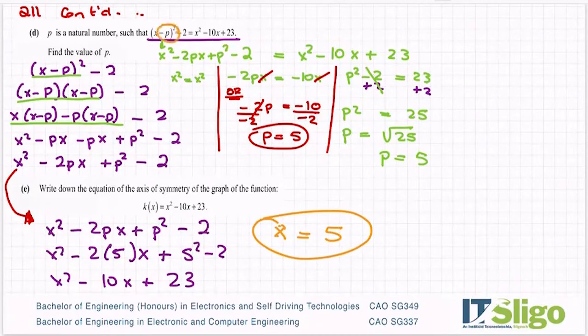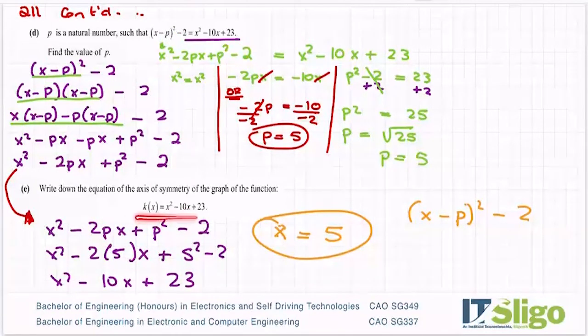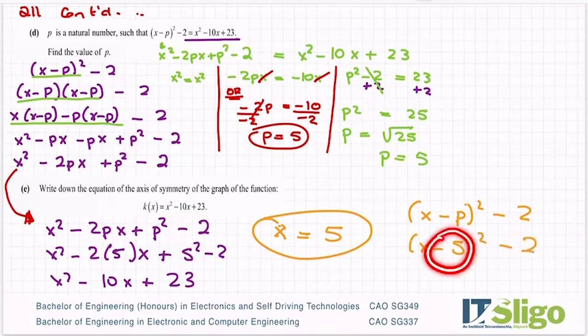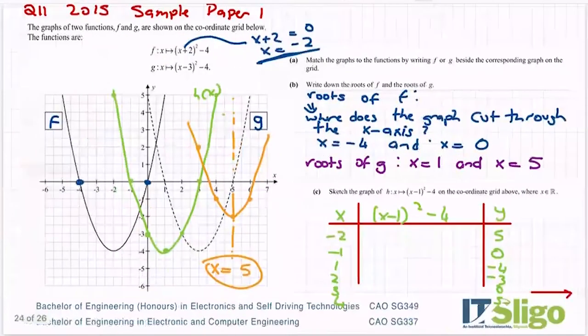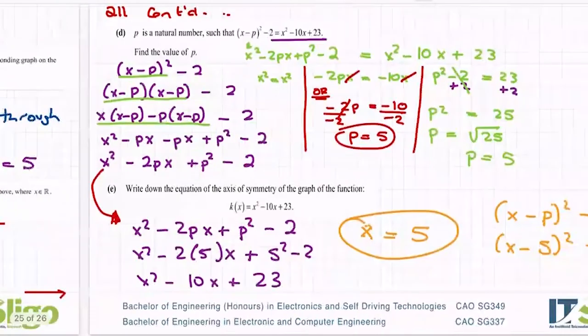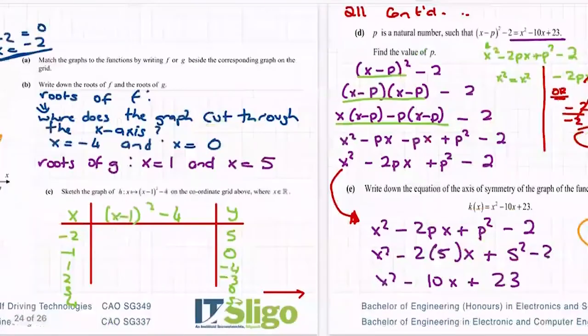Okay, it was there. Look, I missed it. X minus p squared minus 2. It's in there. I should have subbed in the 5, not into this one here. Okay, so if I had subbed it in there, I'd have got x minus 5 squared minus 2. And you can see then the axis of symmetry would be at x is equal to 5. But you can always plot a line, always, and see where it brings you. So that was a particularly hard question off that sample paper.